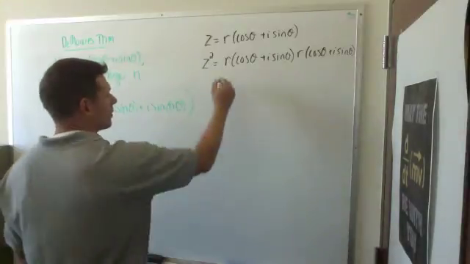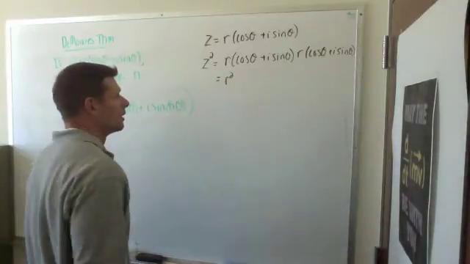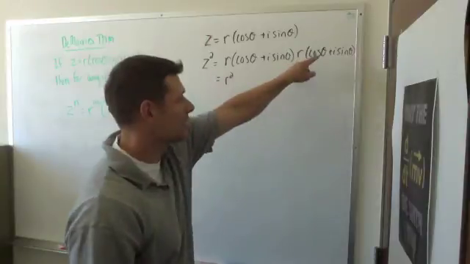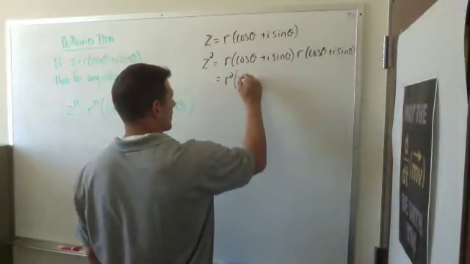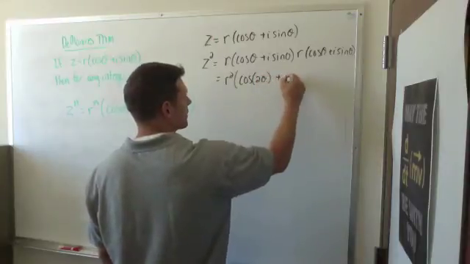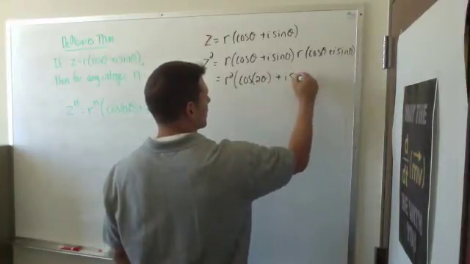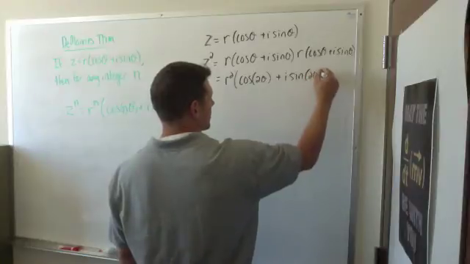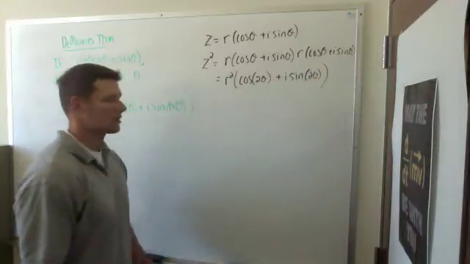Okay? Well, r times r is r squared. And when we multiply, remember, we just add the arguments. So I'll have cosine of, add the arguments, theta and theta is 2 theta, plus i sine of theta and theta is 2 theta. We talked about this just a second ago. So that's r squared.